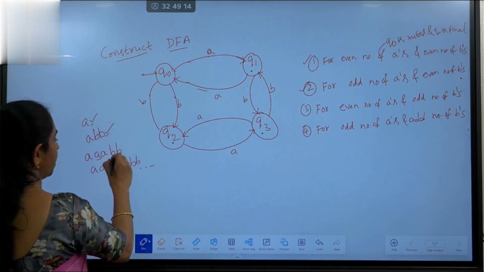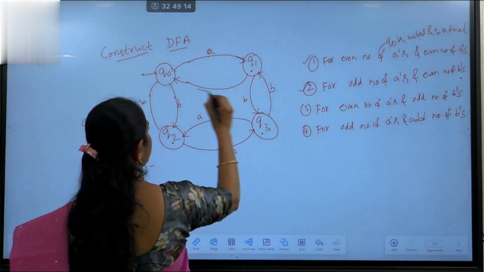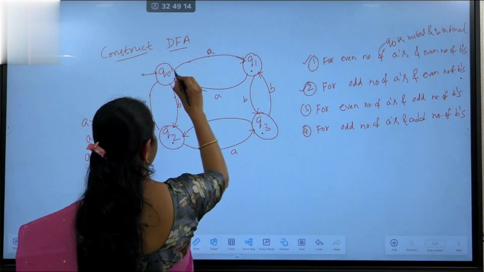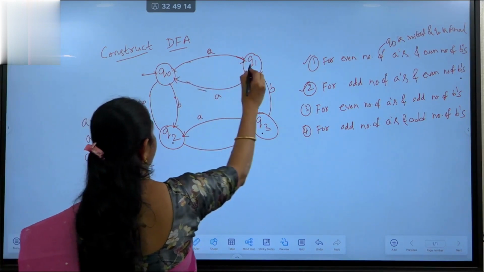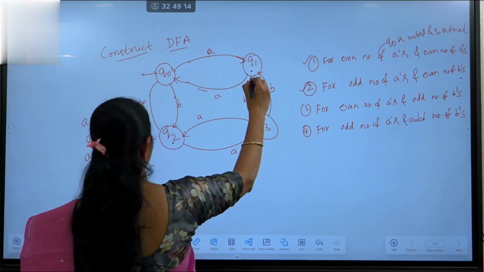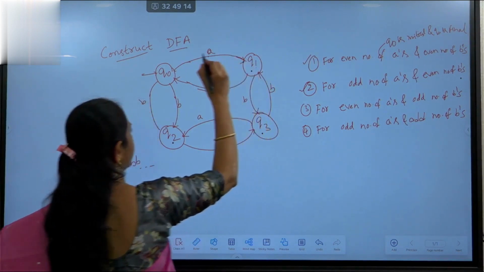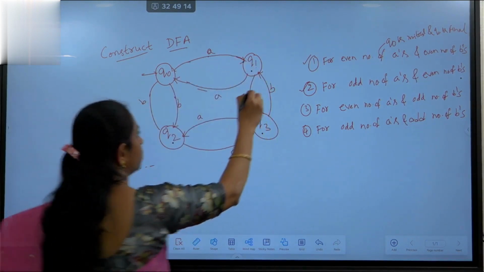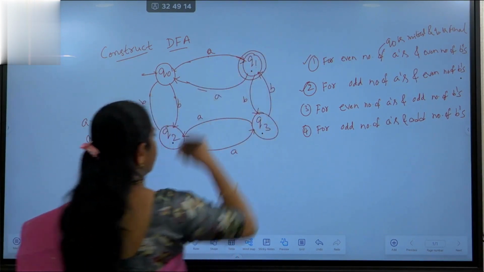Next, check triple A's and 2 B's. Triple A's means 1, 2, 3. Always we are starting from Q naught because it is the initial state. With 3 A's, again we came up to Q1, and then 2 B's. So here we have taken the string with 2 B's, right? So 1 B, 2 B. Again we have stopped at Q1. So shall we make it the final state? So Q1 is the final state.